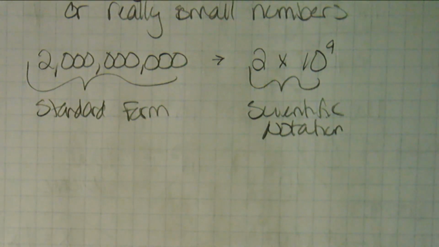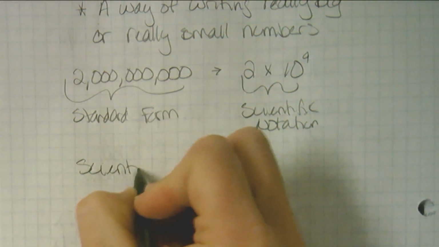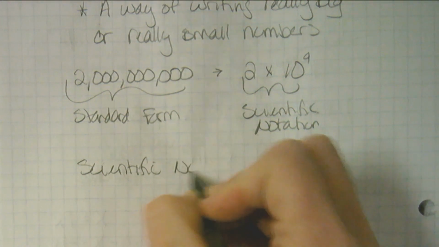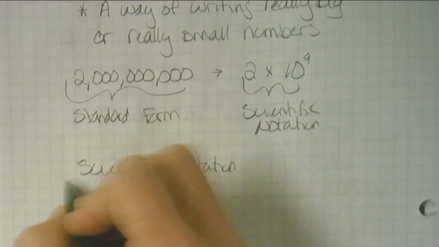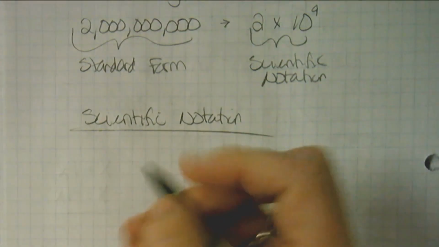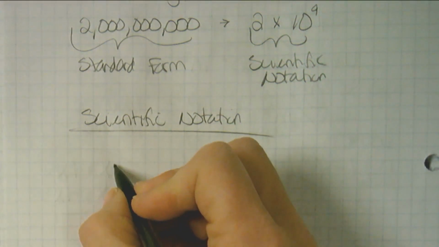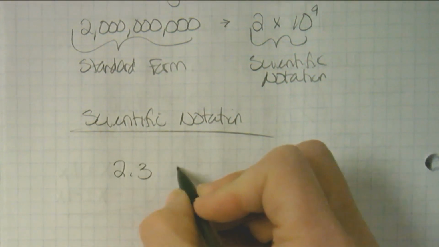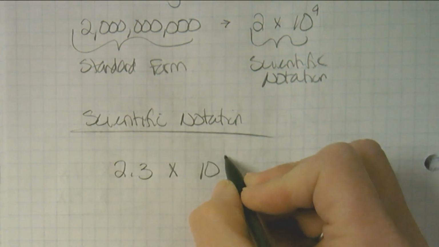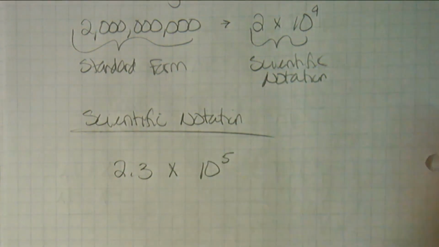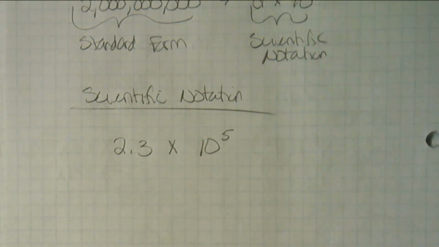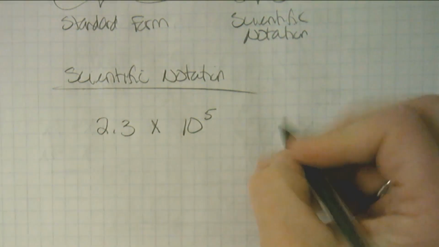The E means exponent. So let's talk about what scientific notation looks like. All right, so I'm going to kind of write one. So I have let's say 2.3 times 10 to the 5th power. This is just a random scientific notation number. All right, I'm going to take some notes over here.